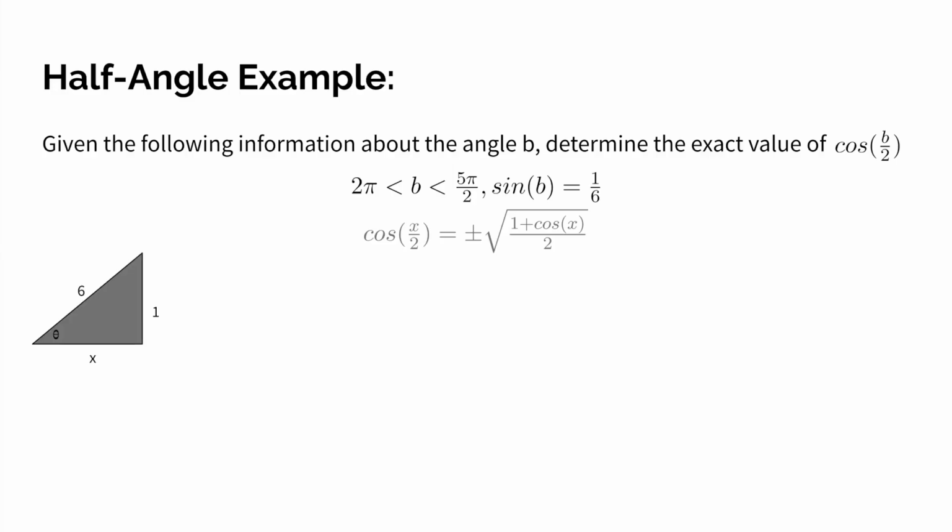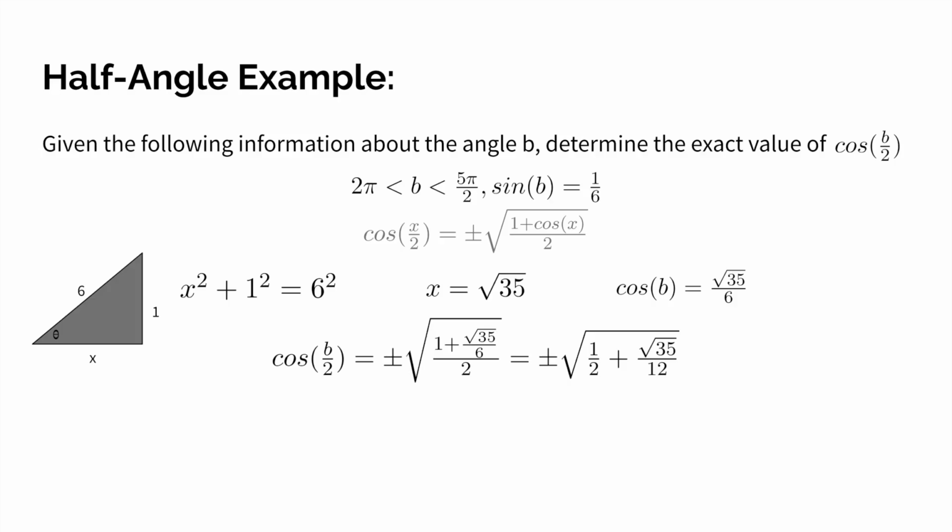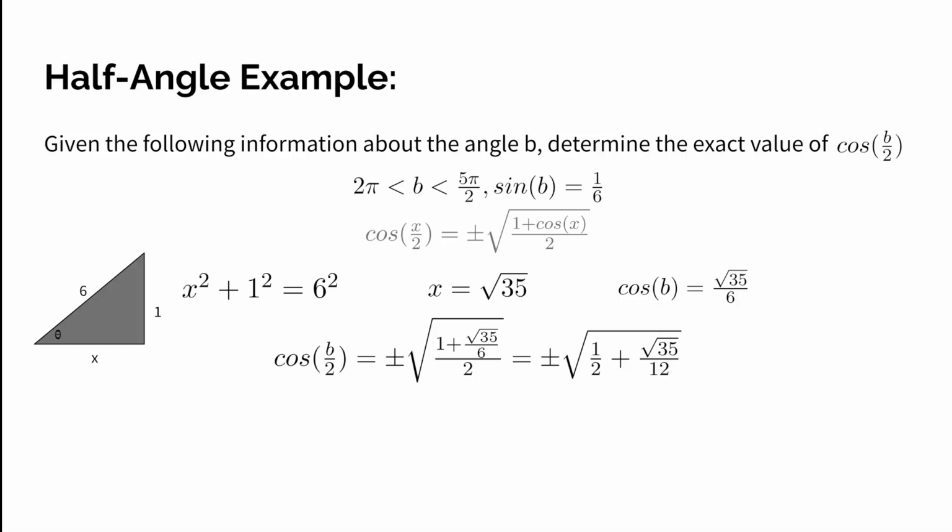And using the Pythagorean identity, we can solve for x, which gives us x is the square root of 35. In quadrant 1, cosine is positive. And so when we plug this into our equation, we will have cosine of b is the square root of 35 over 6, adjacent over hypotenuse. When we plug that back into our half angle equation, we'll get cosine of b over 2 is equal to plus or minus the square root of 1 plus square root of 35 over 6, divided by 2.